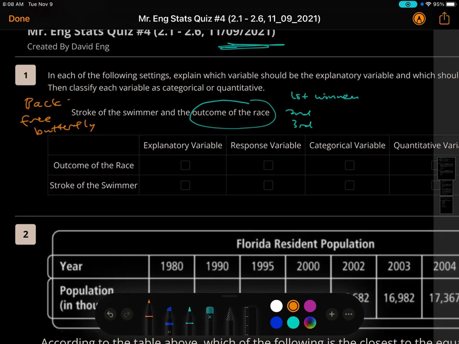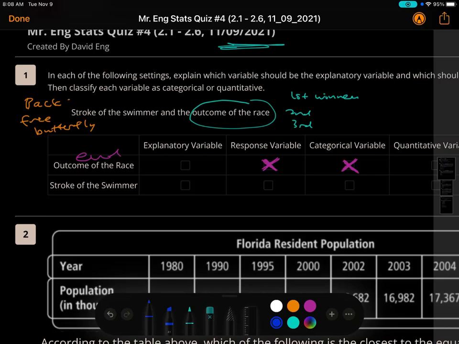The outcome of the race. Well, when is the outcome? Usually the outcome is towards the end of the race, so that would be the response variable. What we talked about are the first place, second place, third place. Are those things that you would take the average of? No, they would not. Those would be categorical.